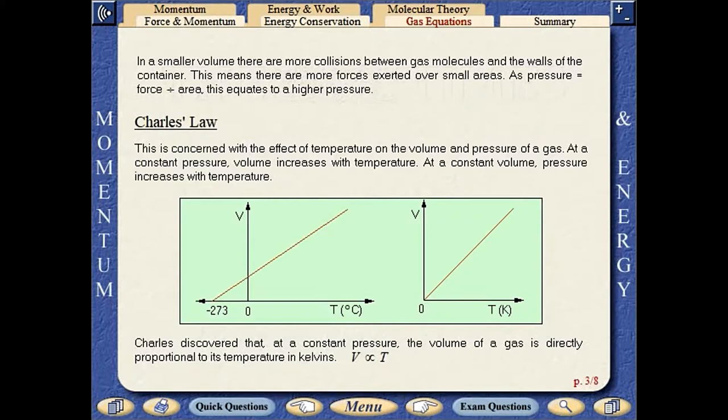Charles' law is concerned with the effect of temperature on the volume and pressure of a gas. Volume increases with temperature at a constant pressure, while pressure increases with temperature at a constant volume. Charles discovered that at a constant pressure, the volume of a gas is directly proportional to its temperature in kelvins.